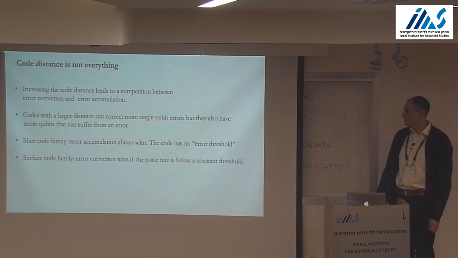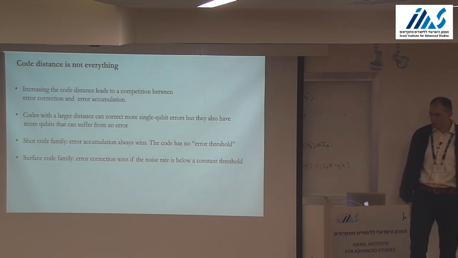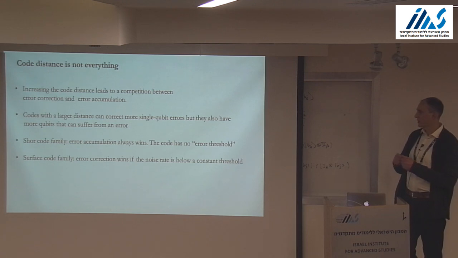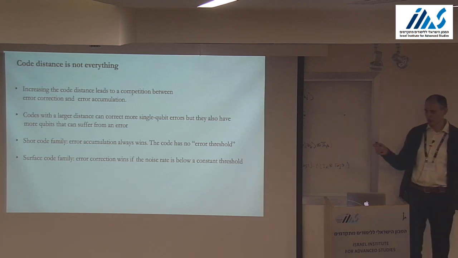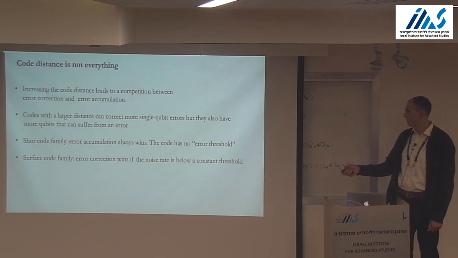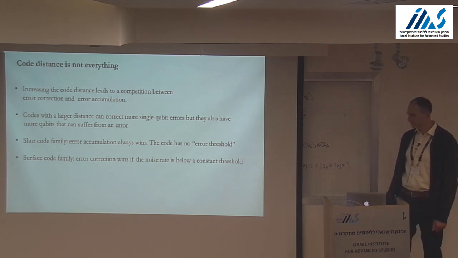But there are other types of codes, such as the surface code, where error correction always wins as we increase the distance. And we say that such codes have an error threshold.